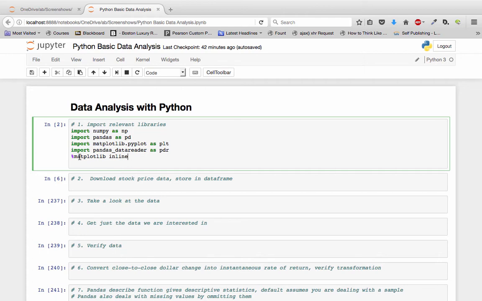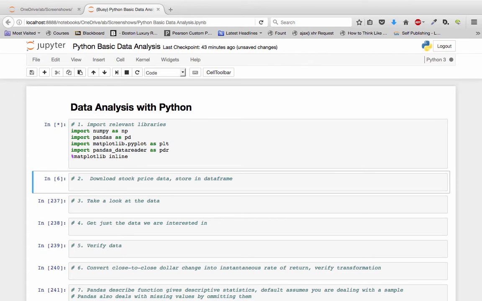Okay, and then this last line that you'll see here is a so-called magic function that is part of the Jupyter notebook that's going to allow us to see the graph right in the notebook. All right, so I'm going to run this cell, and to run cells in the Jupyter notebook, you can either click the run cell button up here, or like I just did, I hit shift and enter at the same time.